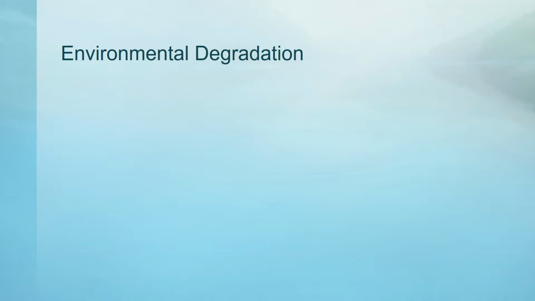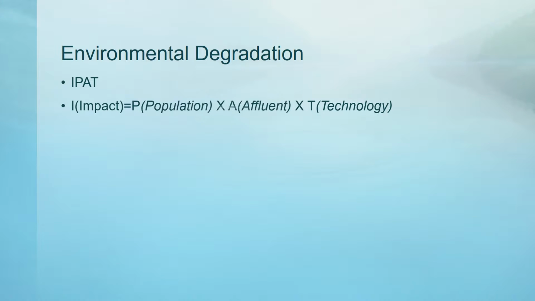One sign of environmental degradation was a formula that Paul Ehrlich created years ago. And remember Paul Ehrlich with the population bomb, called IPAT. Again, you can find this in your text. It's on page 44.